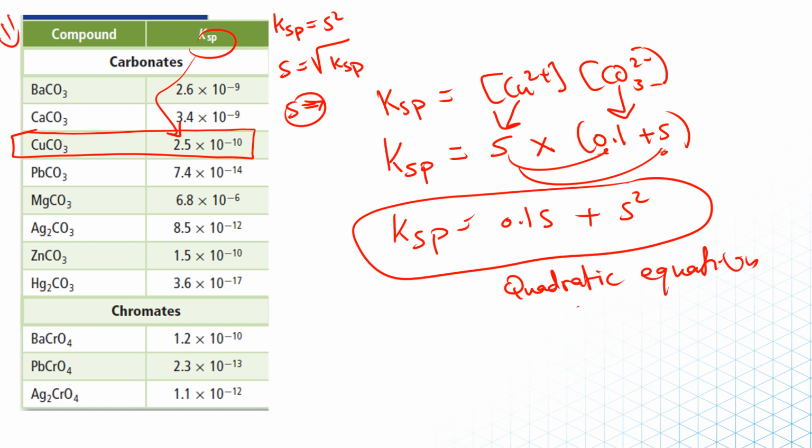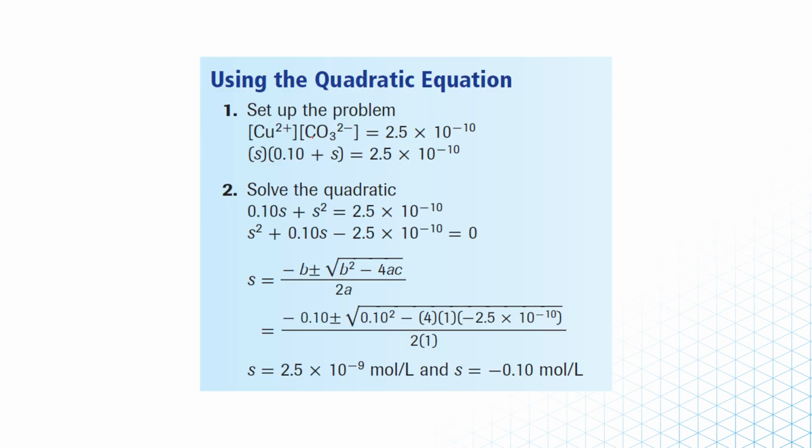This is a quadratic equation, so you can solve it, okay? Because we have the KSP here, we can solve it. So this is what we found, guys. This is the value of the KSP from the table here. Okay, so we solved the quadratic equation.